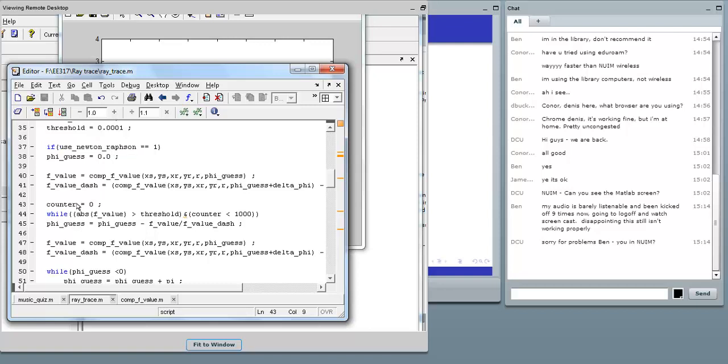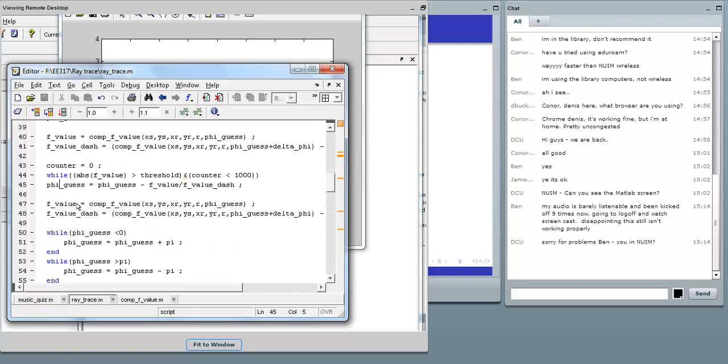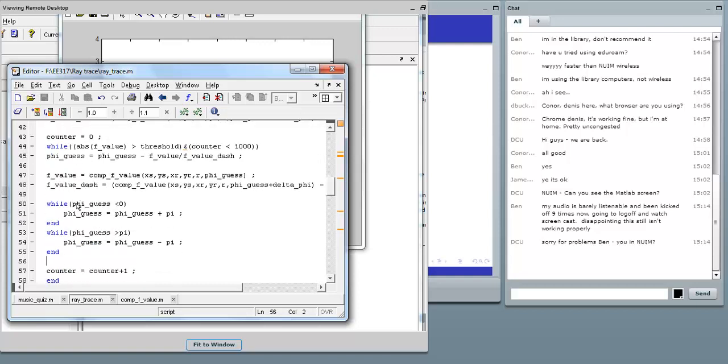We set a counter running just in case this thing goes on forever. We're going to be able to know how many times we have run it. So we say while the absolute value of f value is greater than threshold and the counter isn't too large, we update. We say our next iteration is our previous iteration minus f divided by f dash. Okay, and we're using the finite difference for f dash. Then we update our value for f, we update our value for f dash, and we keep on doing it. A little bit of logic here. Anybody care to hazard a guess as to what these 6 lines of code do?